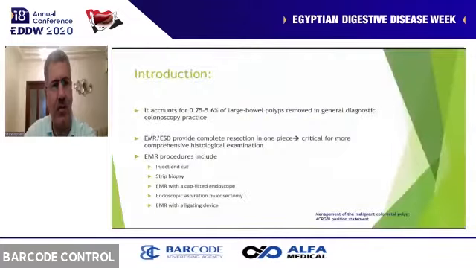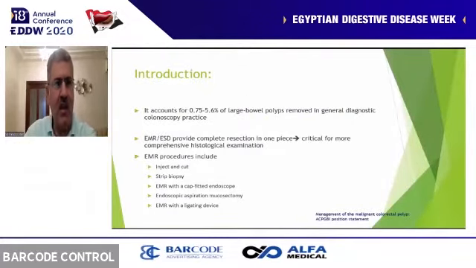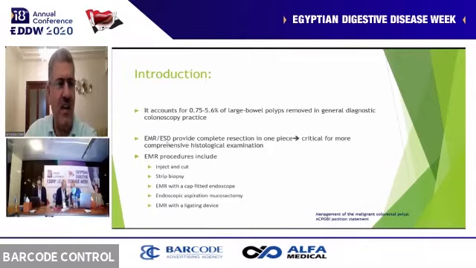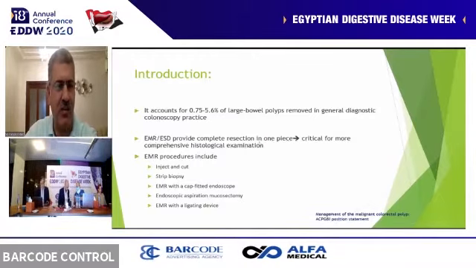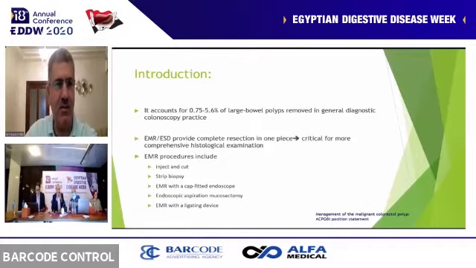I'm going to show 3 cases, but I'm going to first do an introduction. Large polyps account for up to 5% of colonoscopies, and you can have large polyps that need to be removed. Now, large polyps require either EMR or ESD to provide complete resection. And if you can do that in one piece, it'll be great because it is critical for comprehensive histological examination and subsequent decision-making.